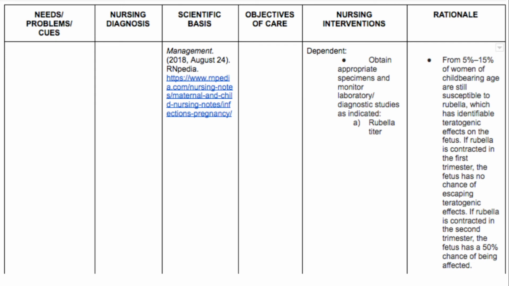For rubella titer, from 5 to 15% of women of childbearing age are still susceptible to rubella, which has identifiable teratogenic effects on the fetus. If rubella is contracted in the first trimester, the fetus has no chance of escaping teratogenic effects. If rubella is contracted in the second trimester, the fetus has a 50% chance of being affected.